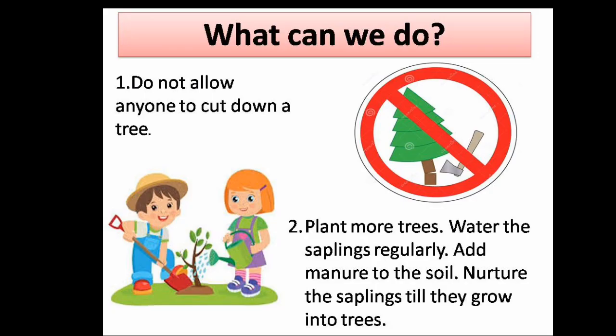We should not allow anyone to cut down the trees. We should plant more trees, water the saplings regularly, add manure to the soil, and nurture the saplings till they grow into trees. Activities like debates and discussions should be held in various schools to create awareness about the trees.